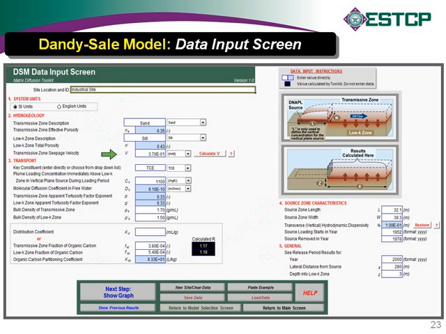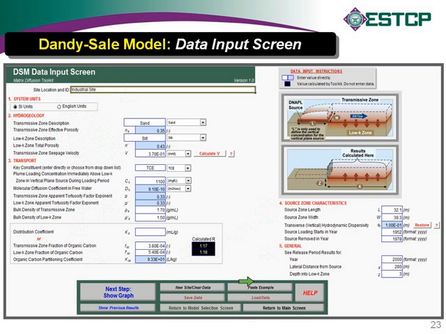But because the Dandy Sail model is more complex, it requires some additional information than the square root model. For example, for the Dandy Sail model, you need to enter hydrogeologic data for both the transmissive zone as well as the locate zone. You need to enter the porosity, the tortuosity factor for both the locate and the transmissive zone. So it just requires a little more information.